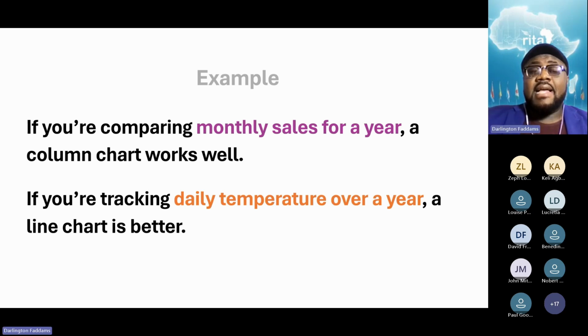The keywords here are daily and year. So how many days are in a year? Who can tell me? How many days are in a year? There are 365 days in a year.